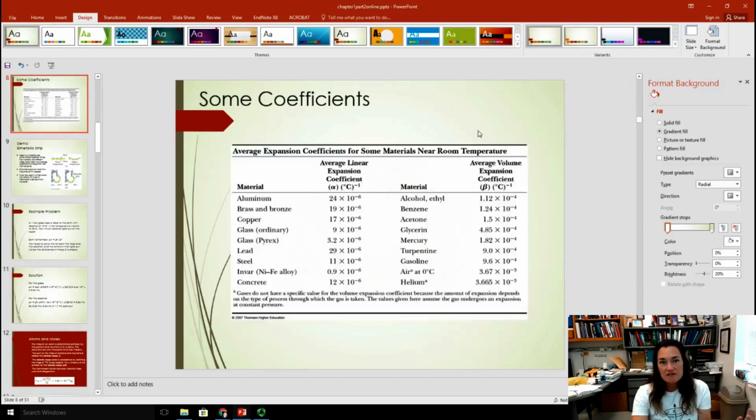Here's some common coefficients that are listed. You can see that for solid materials, these are on the order of 10 to the minus 6 per degree C. And then for volumes, they're on the order of about 10 to the minus 4, 10 to the minus 3, 10 to the minus 4 inverse degree C.